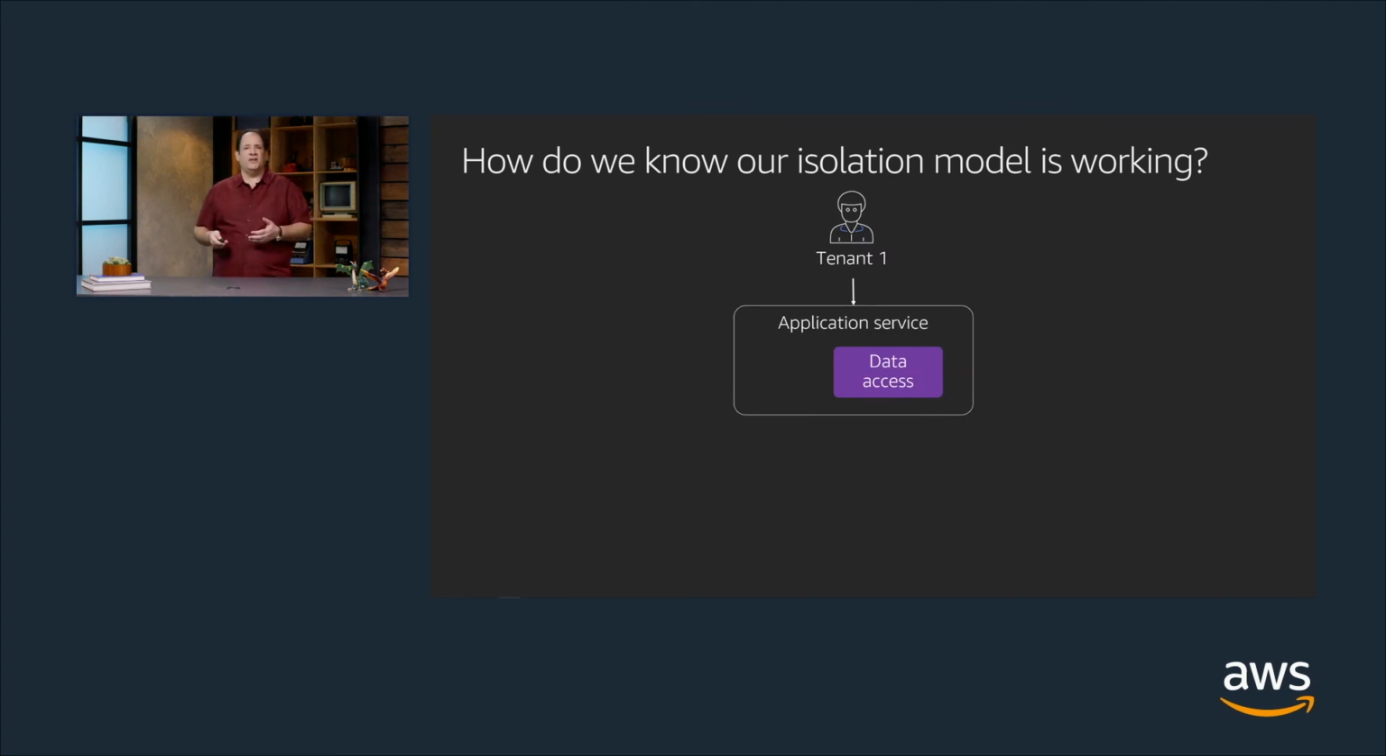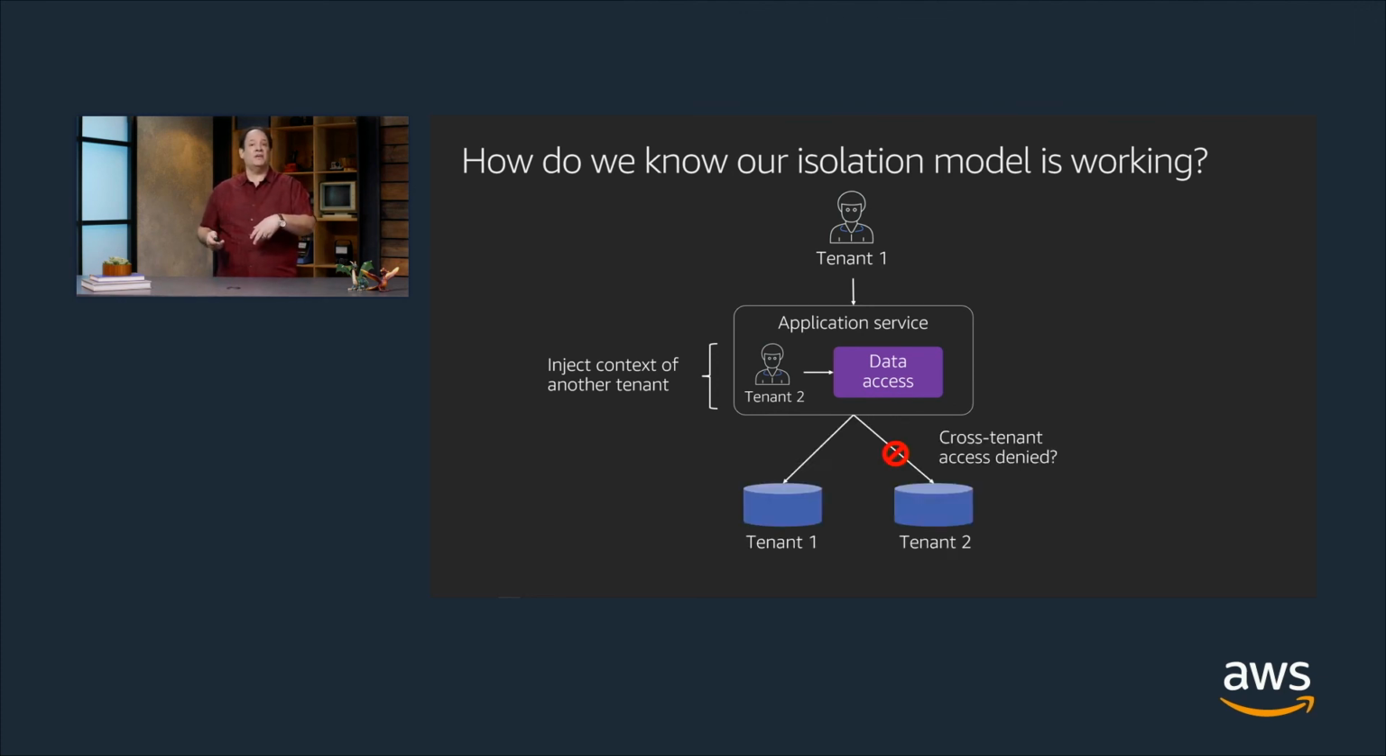Well, there's a whole bunch of different ways you can test this, but conceptually imagine a tenant tries to come into the app service, and then it wants to get to data, the same pattern we've been looking at here. In your test, you could say, I'm going to inject a different tenant here. You came in as tenant 1, but I'm actually going to try to get that data as tenant 2. And when I try to cross that boundary to get tenant 2's data, if my isolation boundaries and mechanisms are actually working, I should see that it prevents that access.